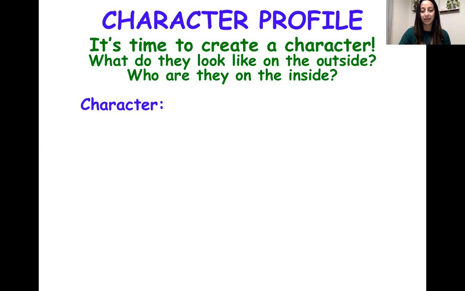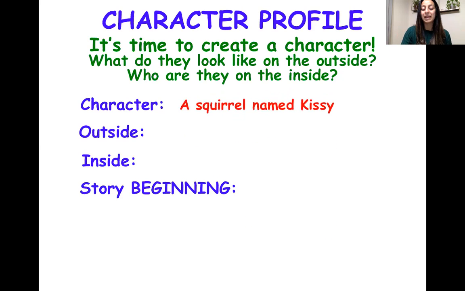Are you ready? My character is a squirrel named Kissy. Now, I bet all of you are like, oh, I know that. That's Miss Kamnar's squirrel. She lives outside. Absolutely. My squirrel that lives outside seems like a great character for a story. So I'm going to write a story where she has an adventure. So my character is a squirrel named Kissy.